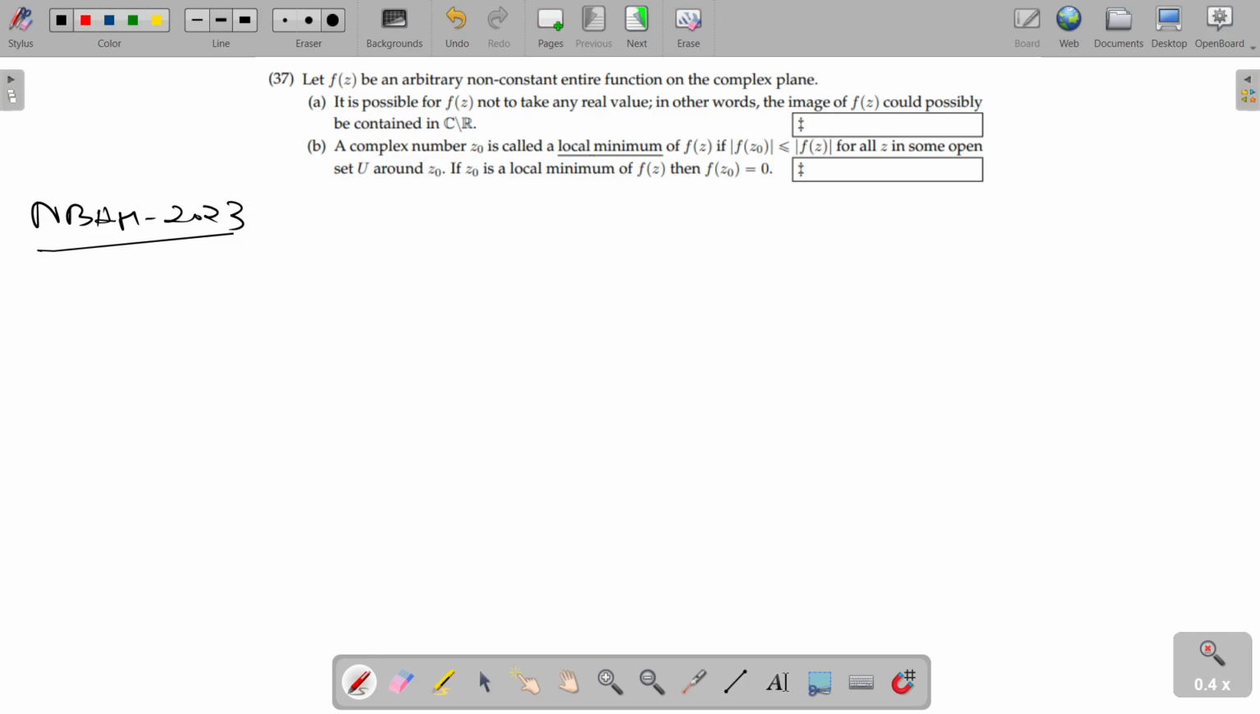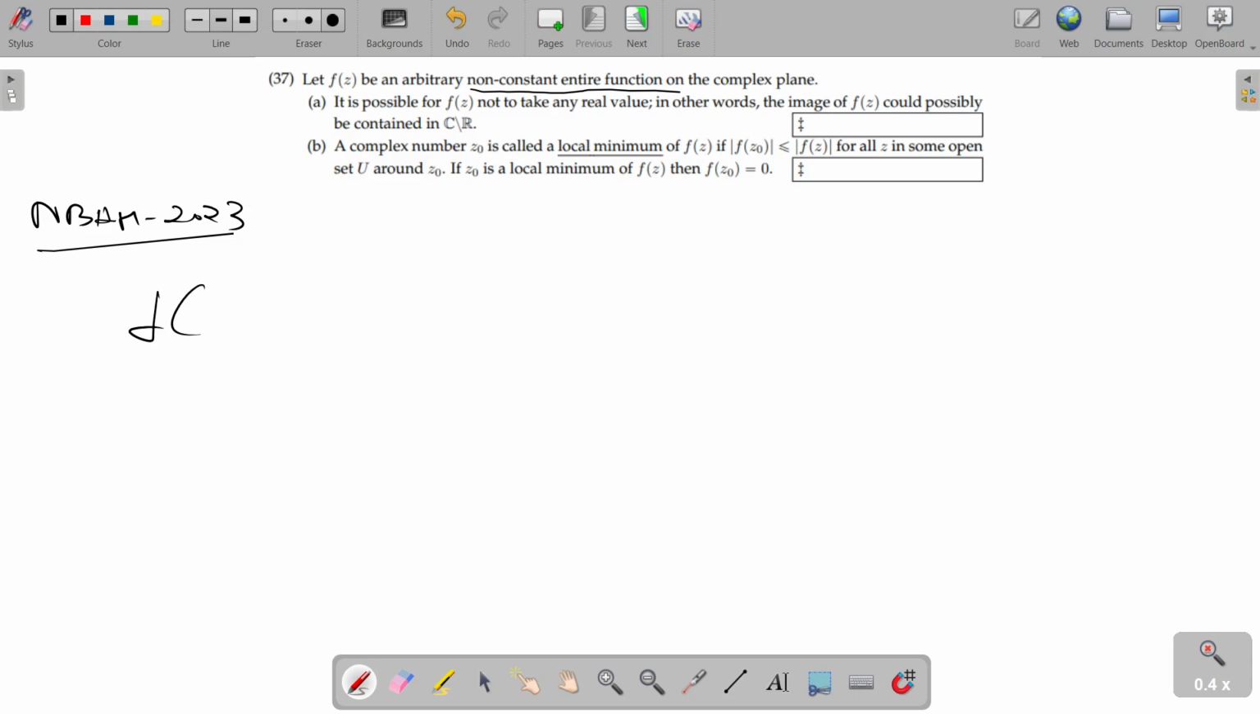It says let f(z) be an arbitrary non-constant entire function on the complex plane. So it's actually mentioned non-constant entire. The first option says that it is possible for f(z) not to take any real value.